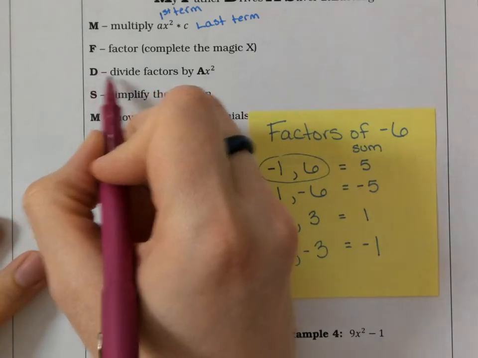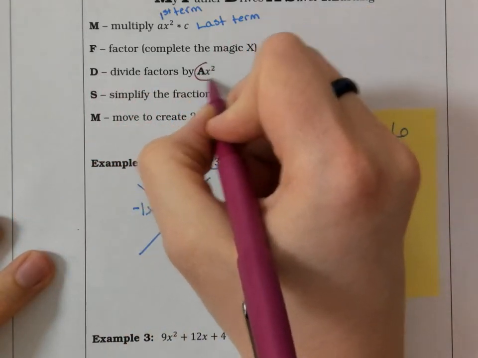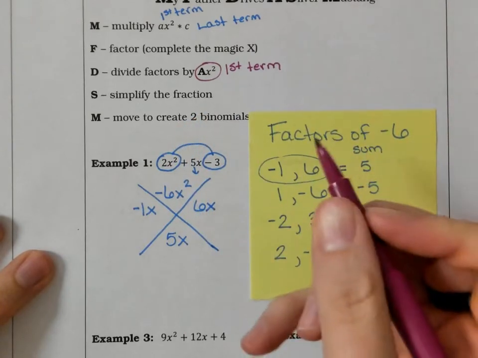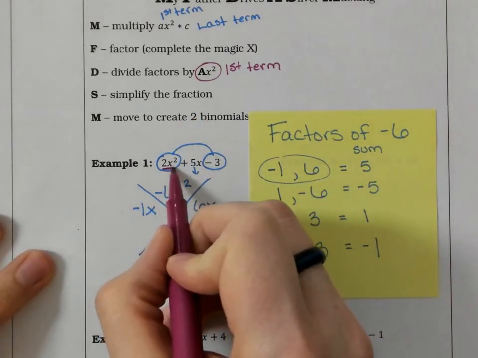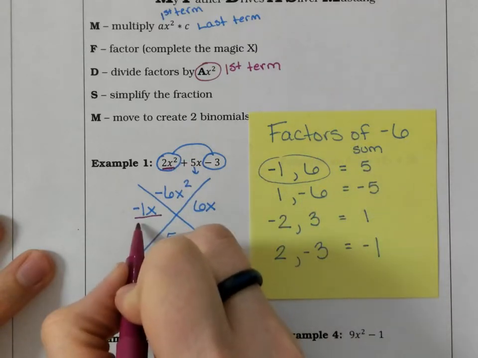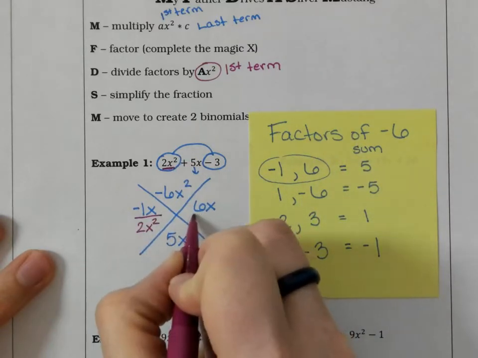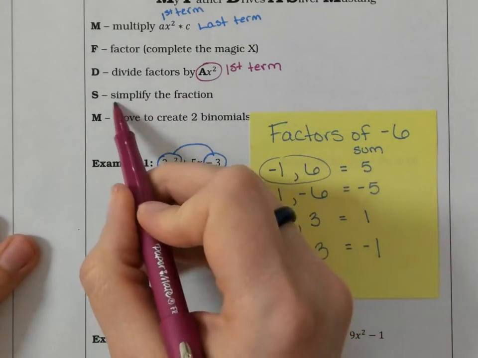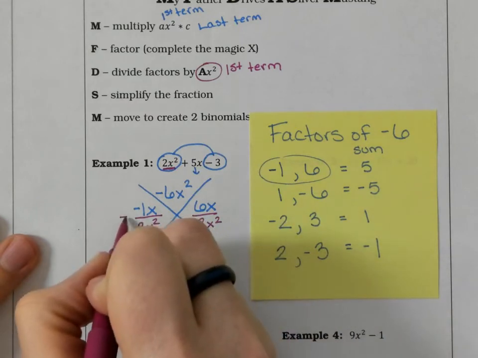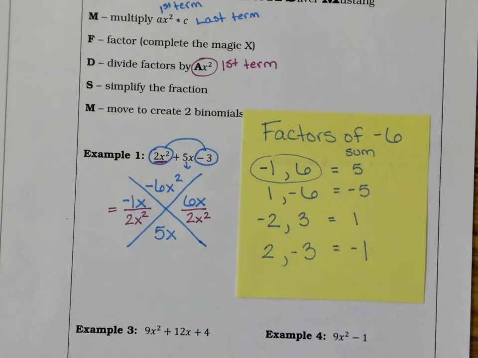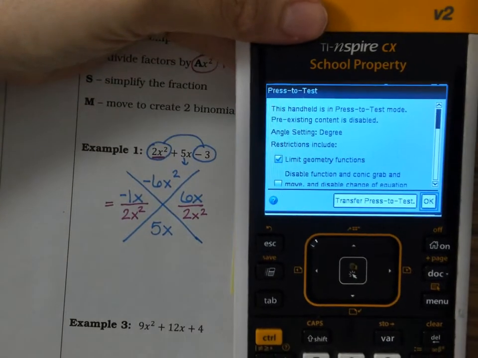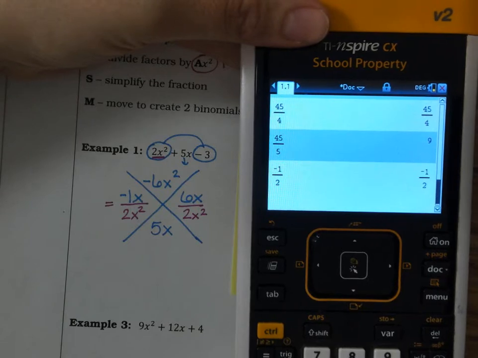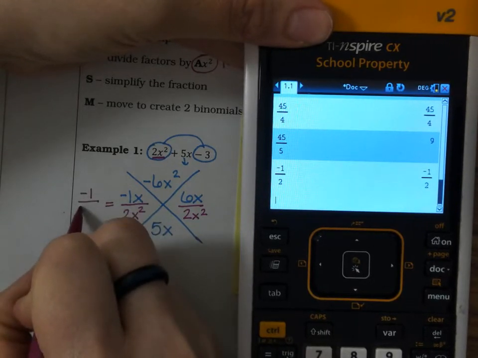All right, so now we're ready for the next step. It says divide by ax squared. This is just your first term. Our first term was 2x squared. So I'm going to divide each of my factors by 2x squared. We're going to simplify the fraction, which means I divide the numbers. So I have negative 1 divided by 2, which just gives me negative 1 over 2.